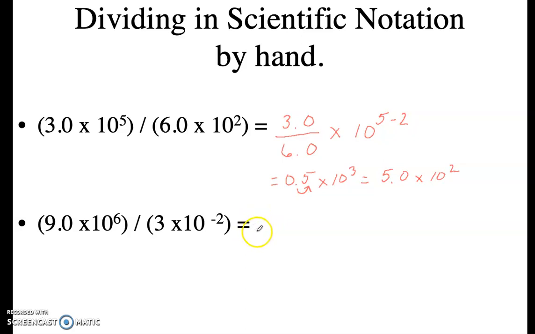Now the next one is 9.0 times 10 to the 6 divided by 3 times 10 raised to the minus 2. So what we're going to do here is 9.0 divided by 3 times 10 raised to the 6 minus a negative 2. You always subtract, but this turns out to be a negative number, so it's going to be an addition problem, actually. So this is going to equal 6 plus 2. Two negatives make a positive. So for this number here, we are going to get 3 times 10 raised to the 8.